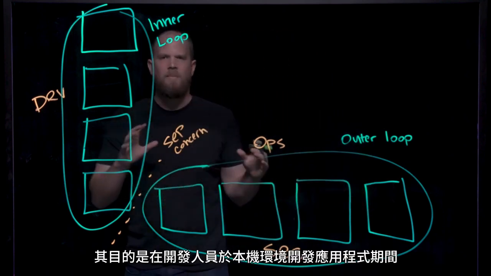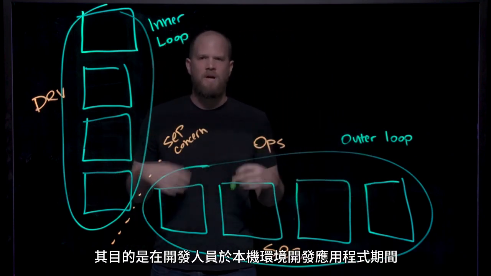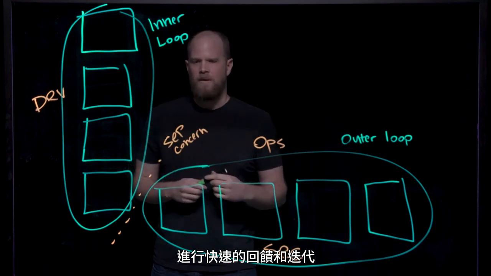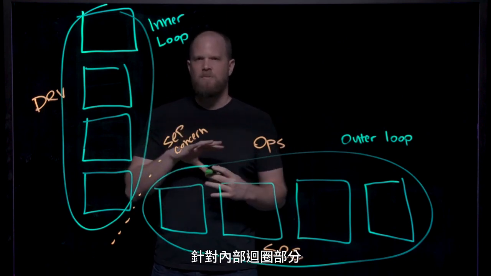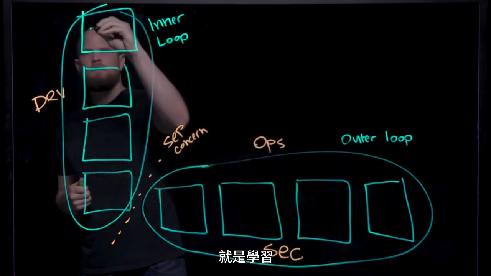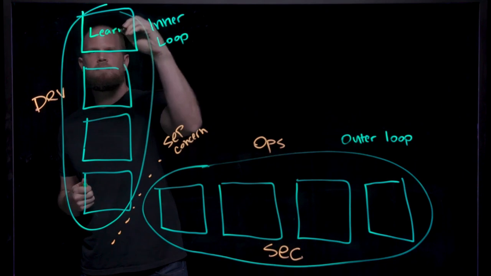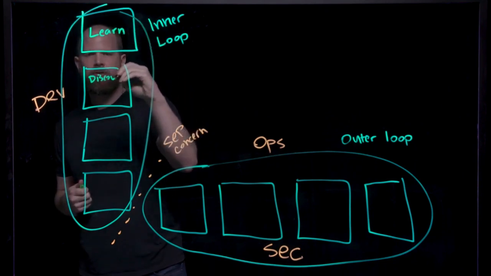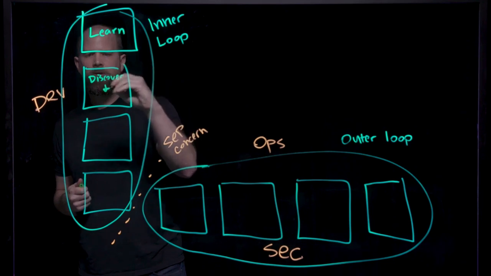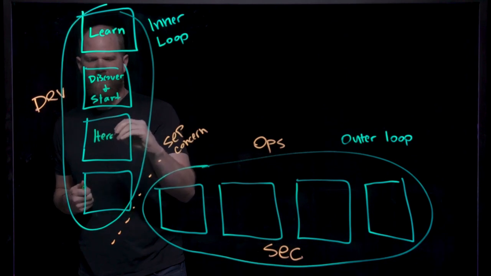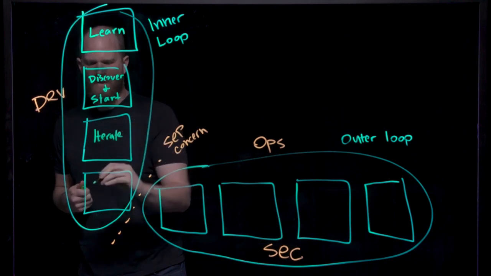The inner loop is all about quick feedback and quick iteration when a developer is developing their application in their local environment. There are four key outcomes that we want to focus on for TAP for the inner loop for developers. There's learn, discover and start, iterate, and debug.